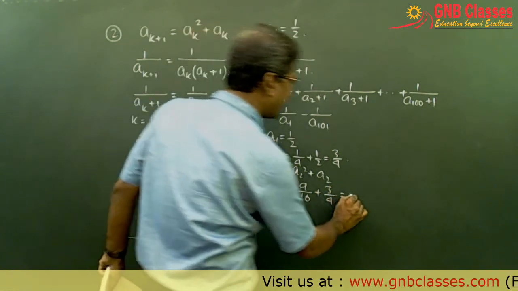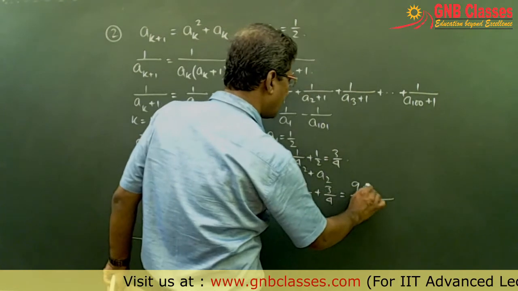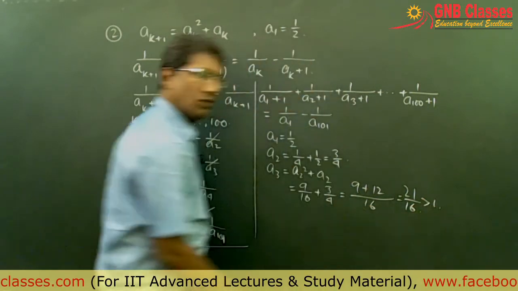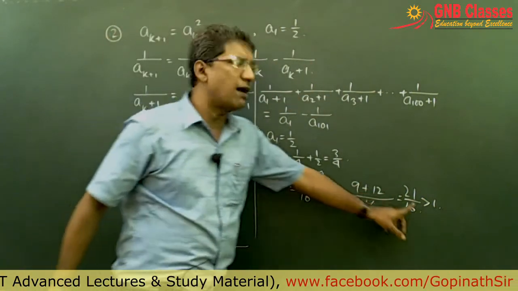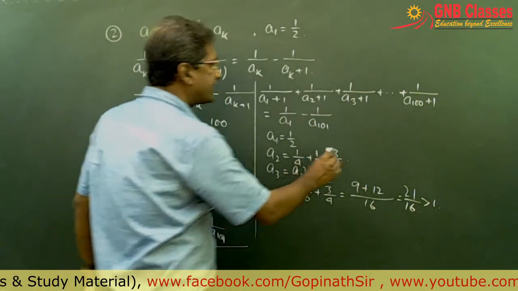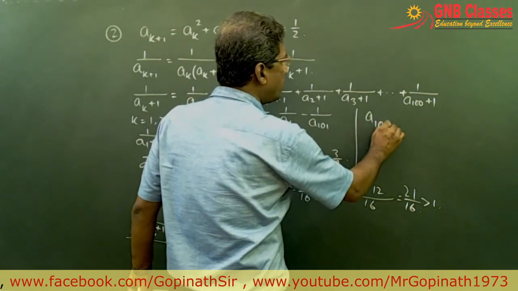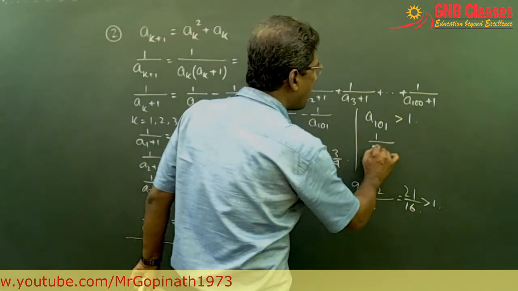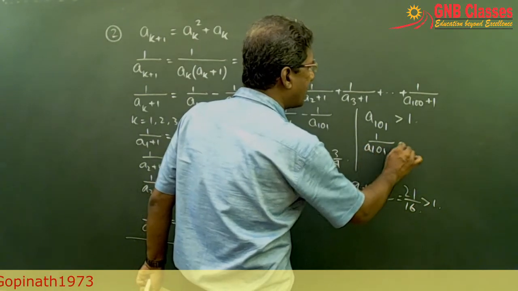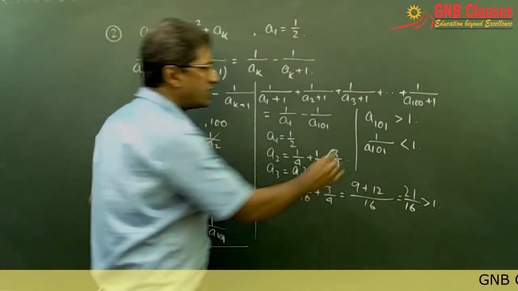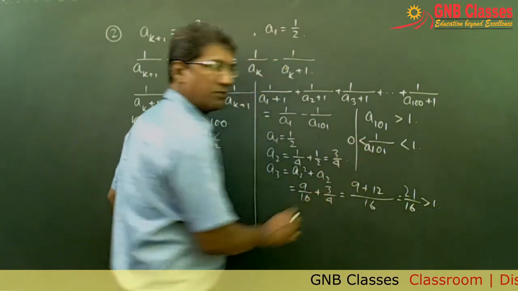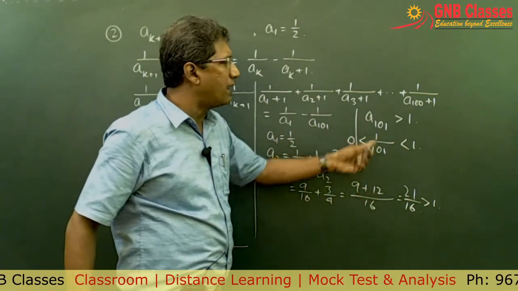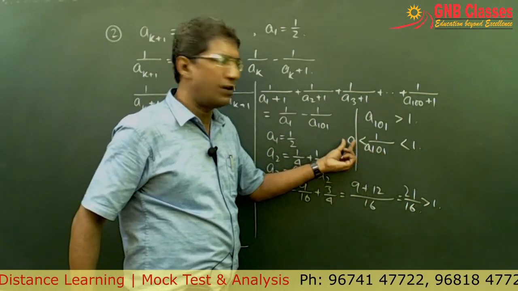So that gives you what? If I take 16 LCM, is it clear? Which is greater than 1. So a3 itself becomes greater than 1. Therefore, we can say that a suffix 101 will be definitely greater than 1. Is it clear? Therefore, your 1 by a suffix 101 is less than 1. Yes or no? Which is definitely greater than 0, right? Because all the suffixes of a are greater than 0. So 1 by a101 will be greater than 0 but less than 1.